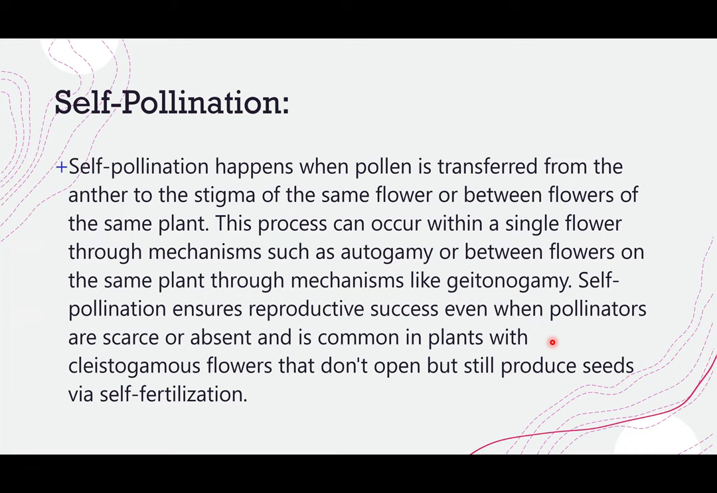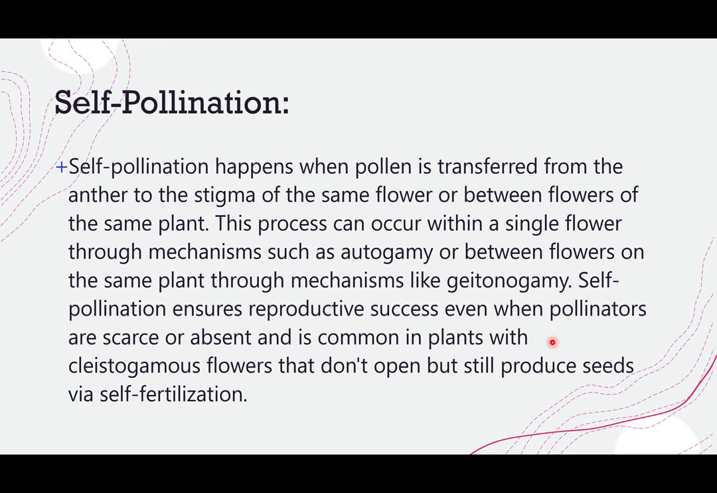So this process can occur within a single flower through mechanisms such as autogamy, or between flowers on the same plant through mechanisms of what we call geitonogamy. I want you guys to define autogamy and geitonogamy on your own time. Everything should be fine there. These are not terms that we tend to use a lot, but it may be useful to figure out, okay?